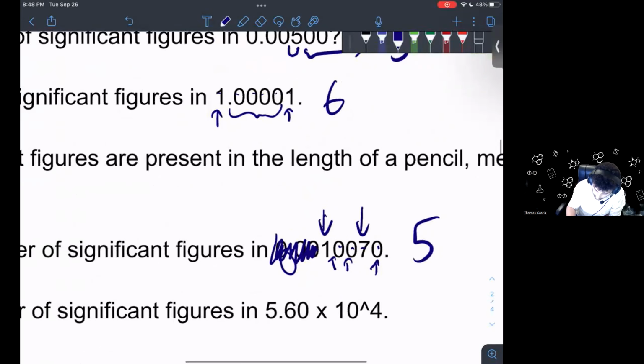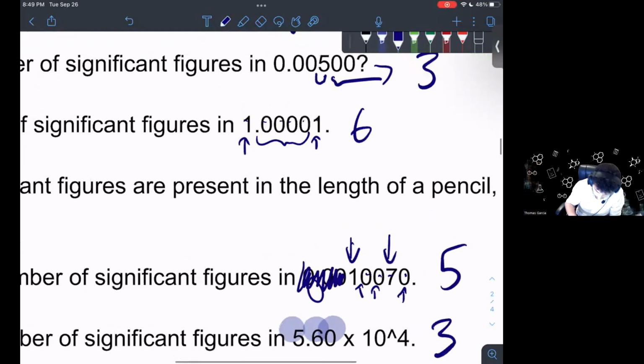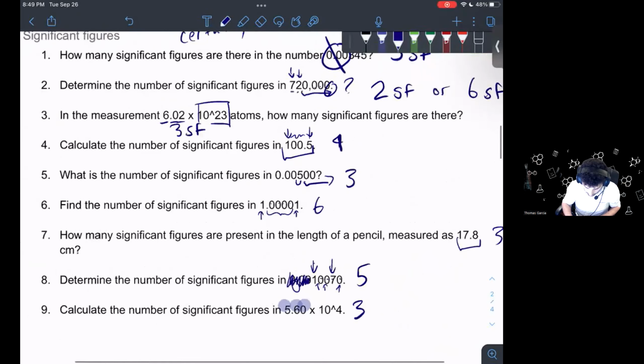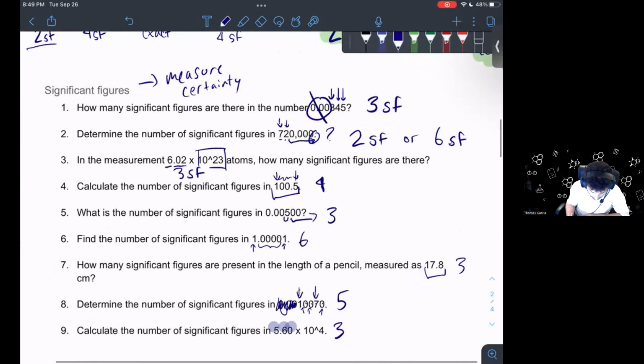All right, last one, zooming in because it is just the final one and we're excited. We have a significant non-zero, a significant non-zero. This zero is only significant if we have a decimal point, and we do. So this one is also significant. We have 3 significant figures. And with that, those are all the major problems on this practice test.